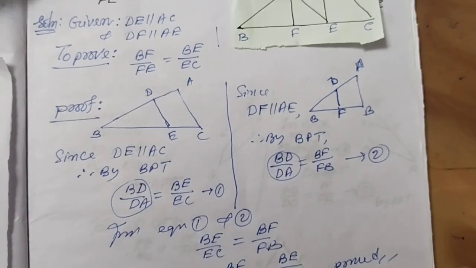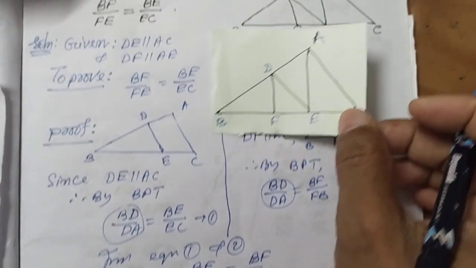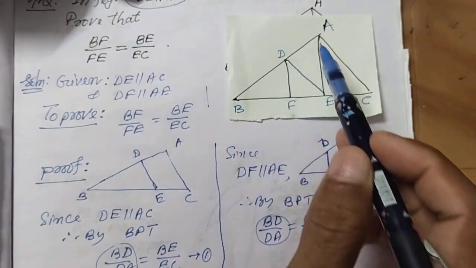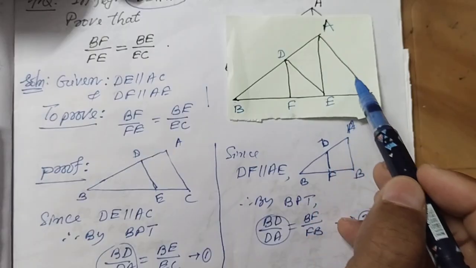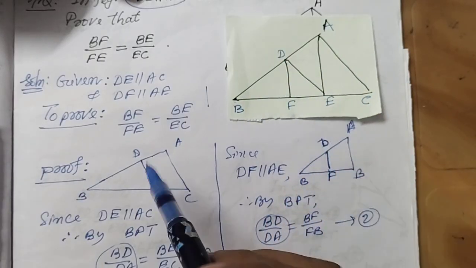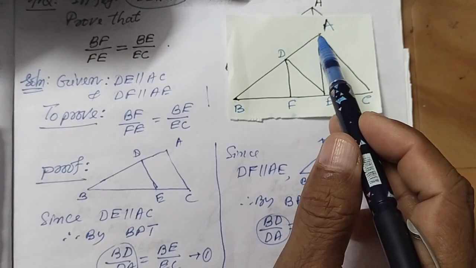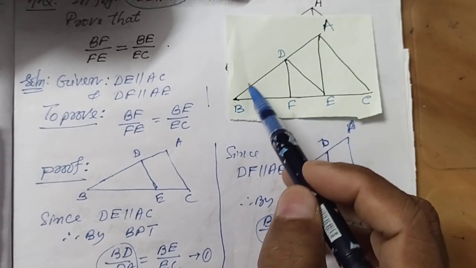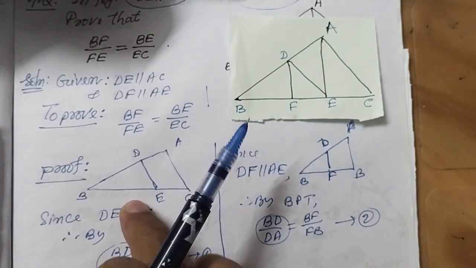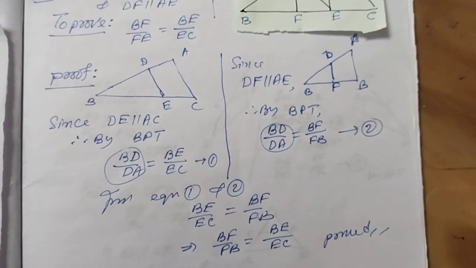Okay, so I am telling you once again, in the diagram here, DE parallel AC. So you have to take triangle ABC and DE. That is the first part. Second part, DF parallel AE. So you have to take the triangle AEB and DF. So first case, second case, and combining the two, we got the final answer.